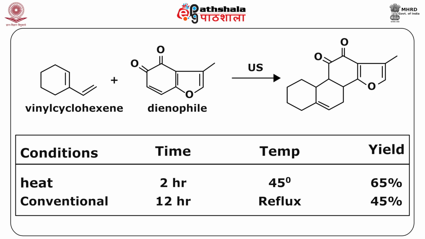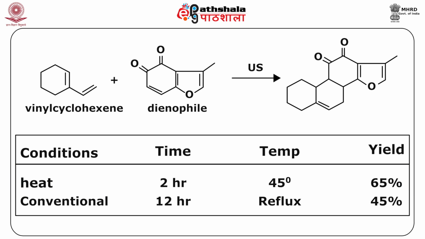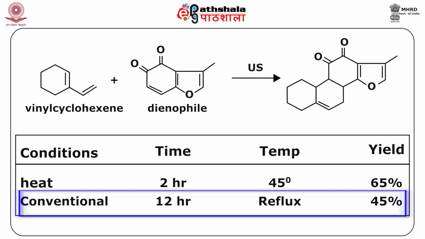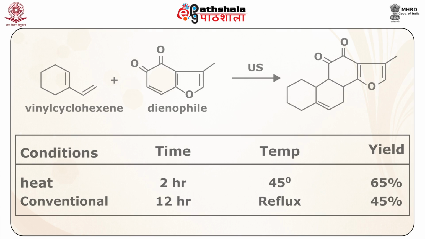We have a small table listing the conditions when using ultrasound. The time taken was 2 hours, the temperature was 45 degrees and the yield was much higher at 65%. When we compare this data with the conventional method, we see that the time taken was 12 hours. We had to reflux the reaction mixture and the yield obtained was a much lower 45%.